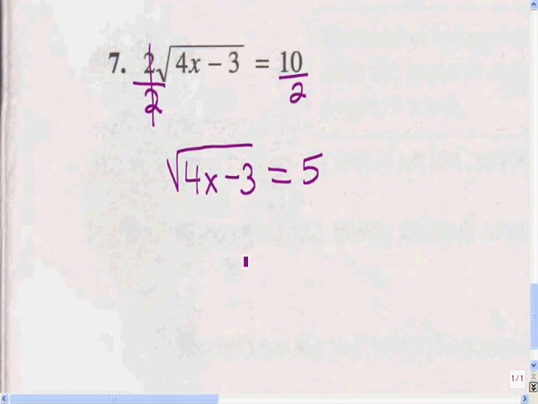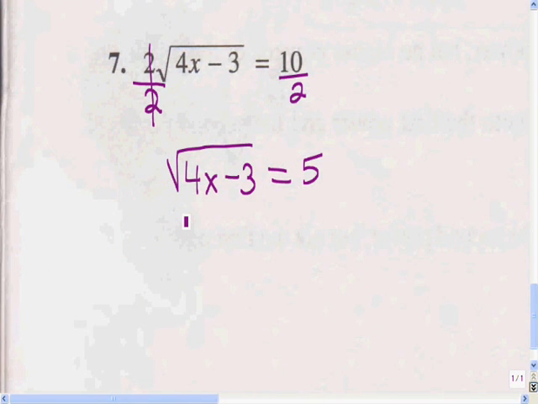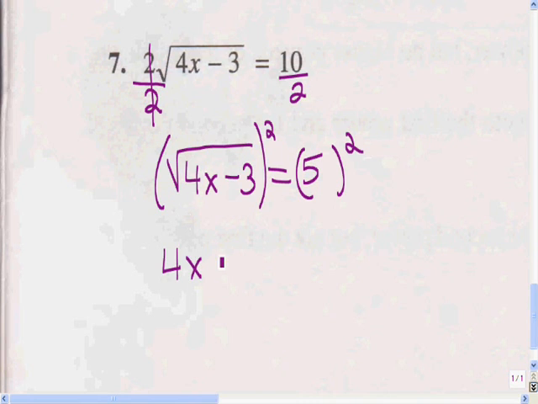Okay, once I isolate the radical, what's the next step? You should be able to tell me. What's the next step? Give you a hint. Square both sides. This square is going to allow me to just get rid of my radical. So what I'm going to have is 4x minus 3 equals 5 squared. What's 5 squared? 25.